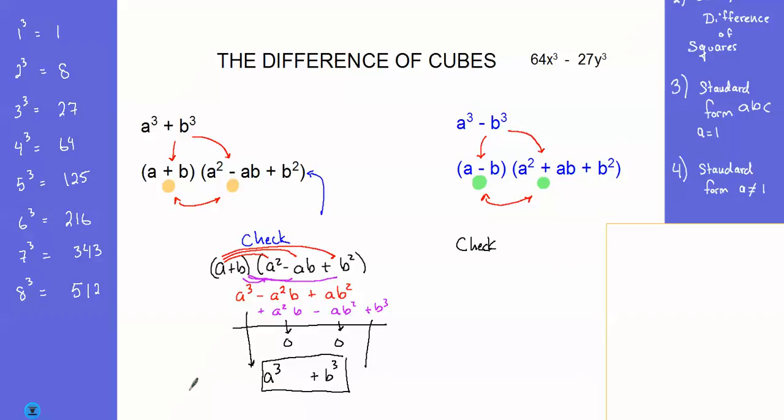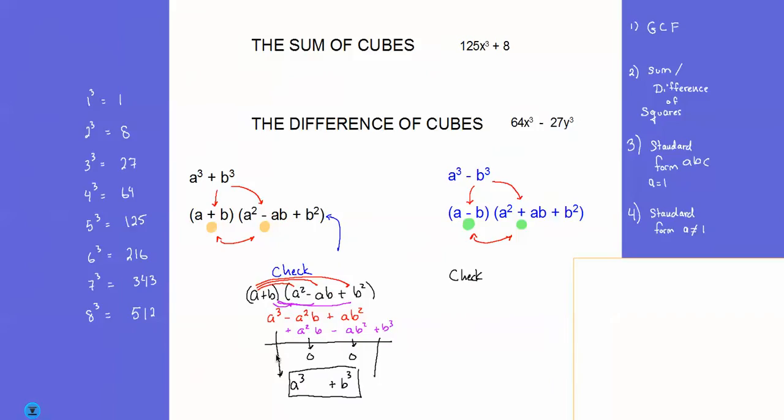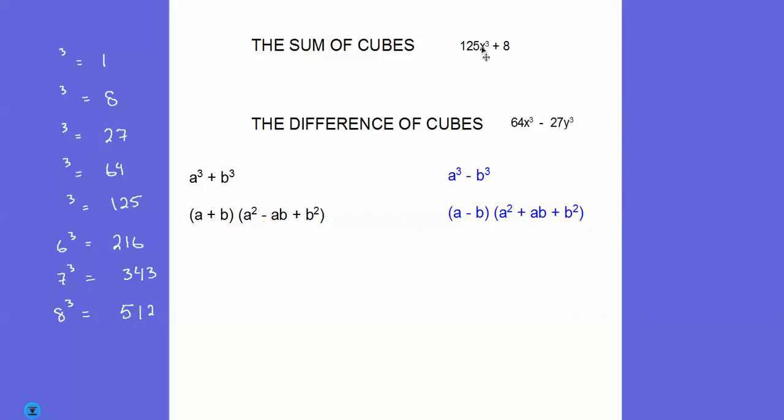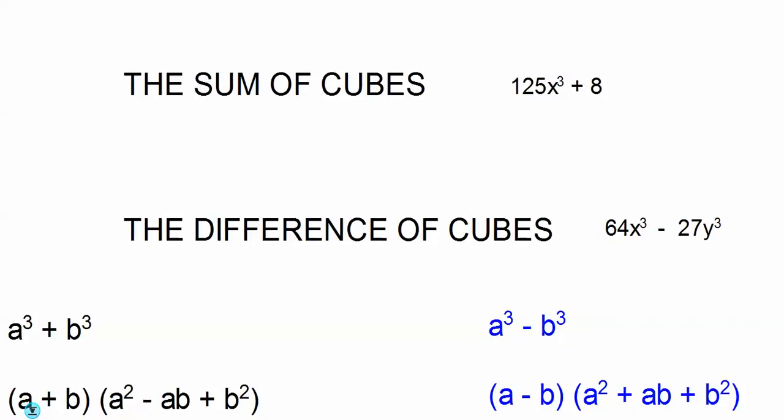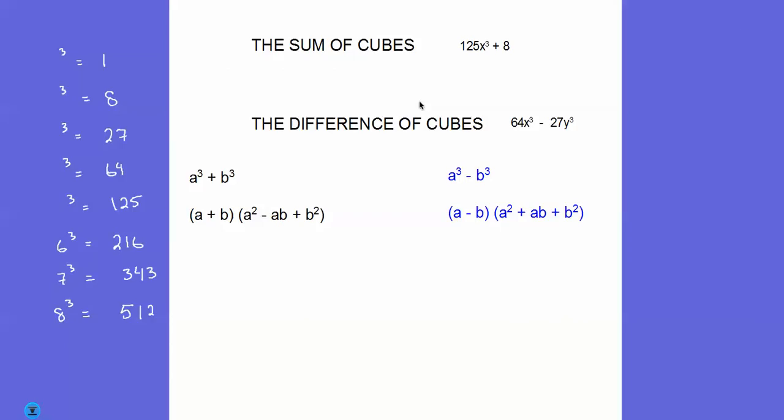So, what I want to do is actually work this 125x cubed plus 8. Let's go to the next page. So I have here 125x cubed. I'm going to make this a little bit taller. There we are. 125x cubed plus 8. Doesn't look much different. This is a sum of cubes, so I'm going to follow this pattern here.